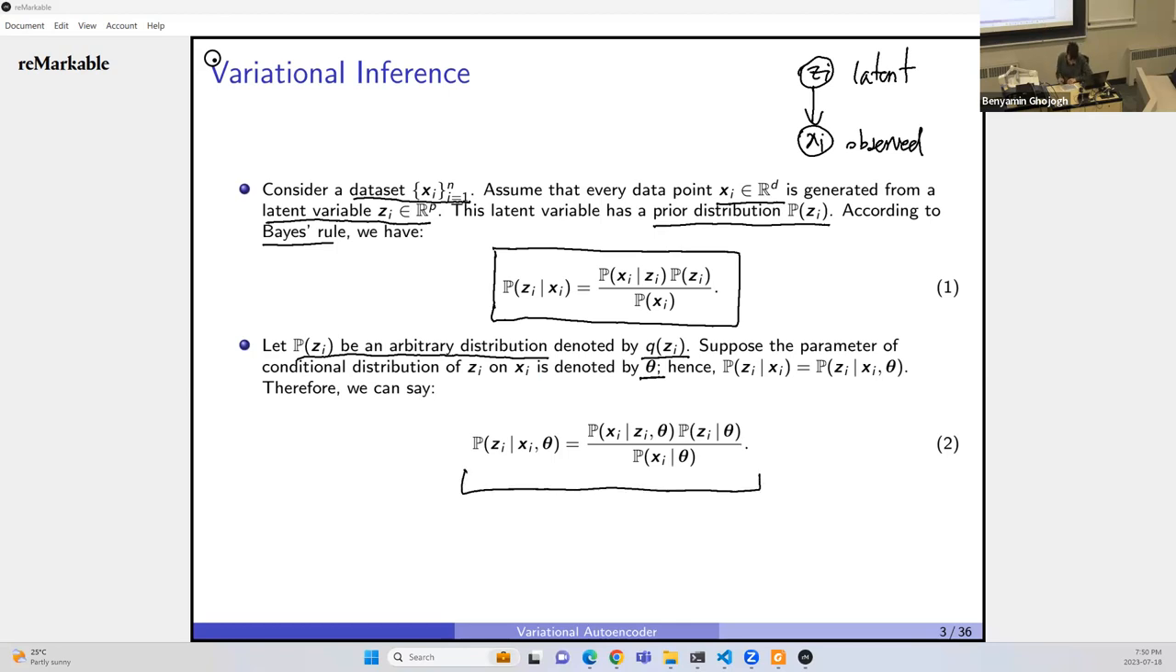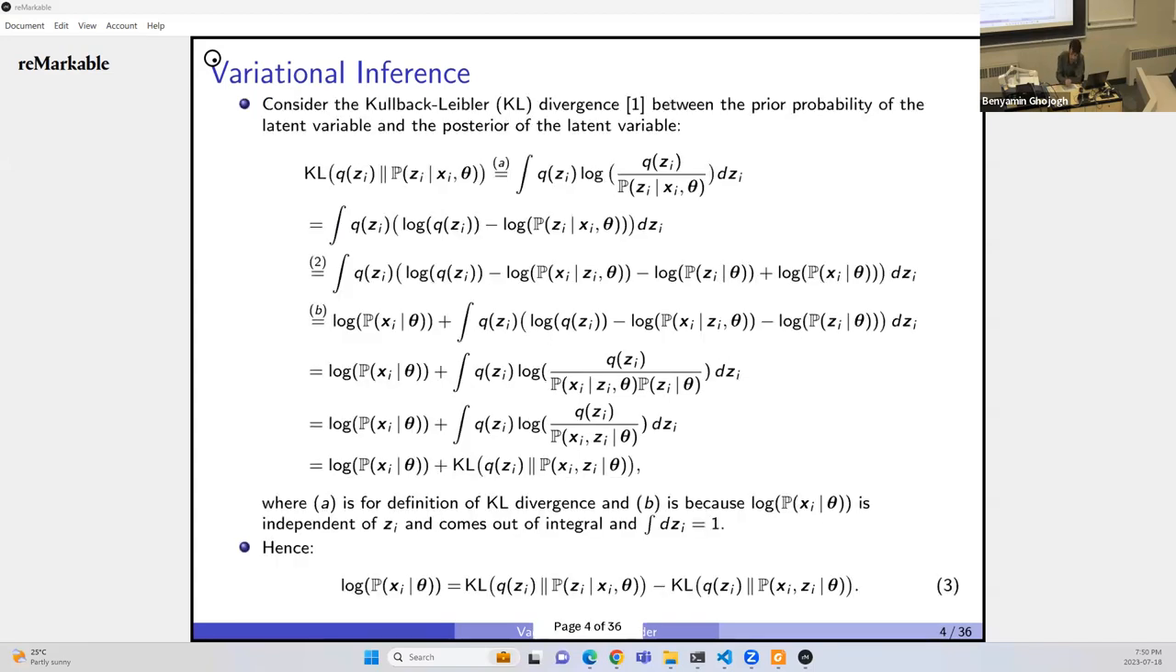The Bayes rule becomes like this. P of Zi given Xi and theta equals P of Xi given Zi and theta, P of Zi given theta over P of Xi given theta, right? Okay, now consider KL divergence, Kullback-Leibler divergence, between the prior probability of the latent variable and the posterior of the latent variable. First off, what is KL divergence?